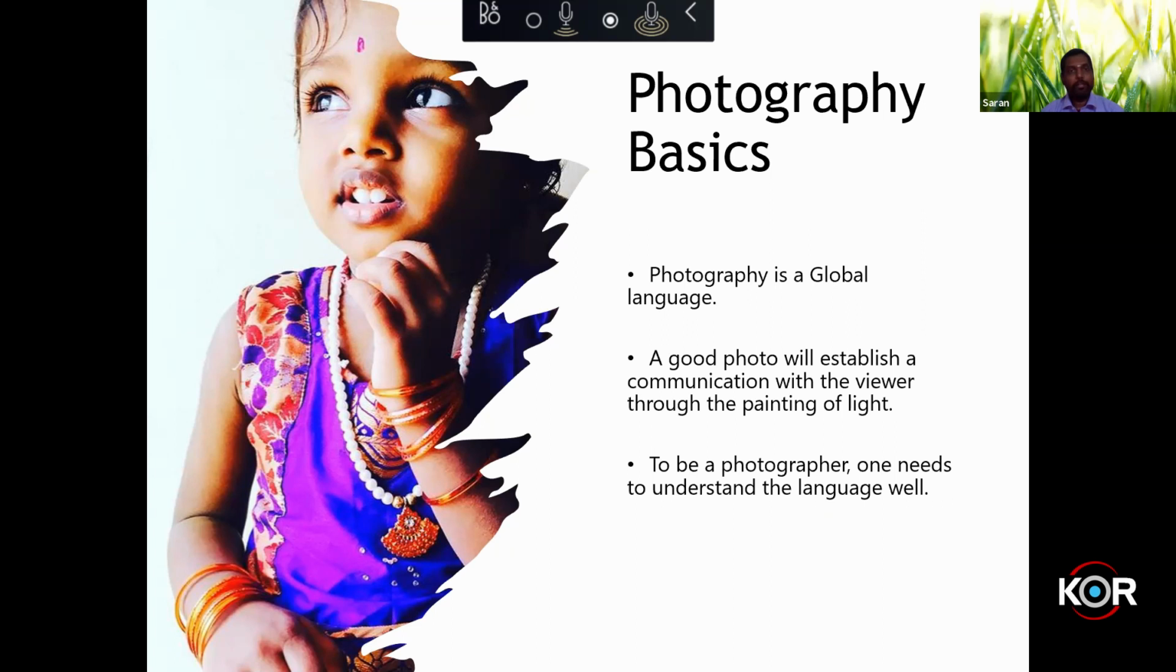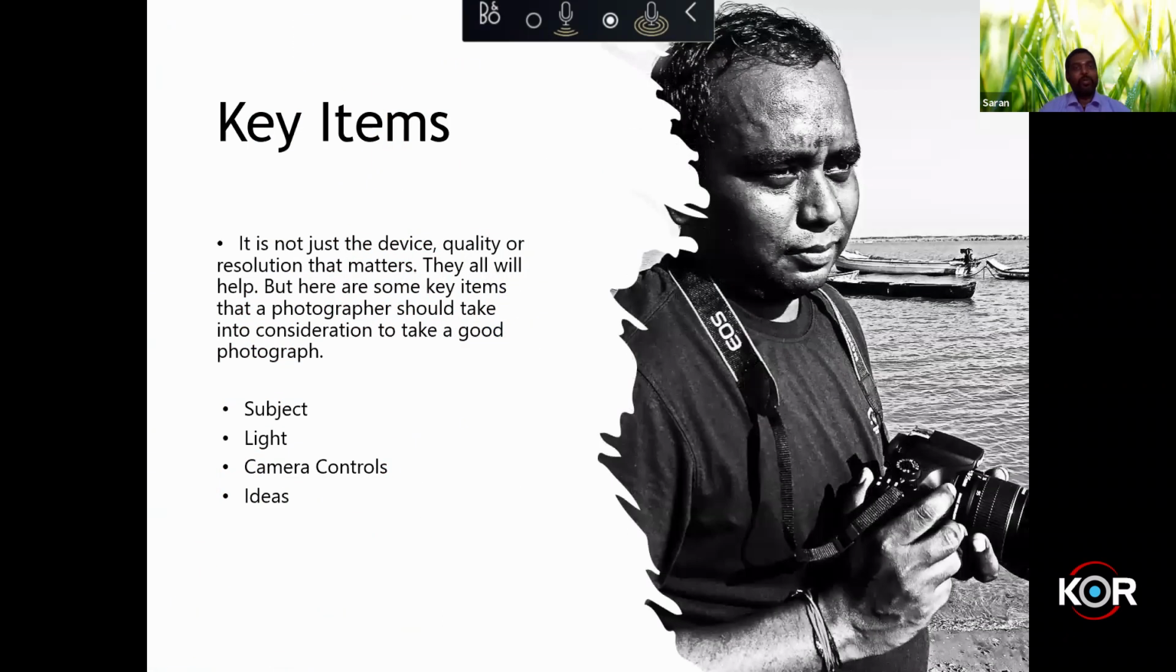A good photo will establish good communication with the viewer through the subject that we are trying to capture. And if you want to be a good photographer, then the photographer needs to understand the language well. So to be a good photographer, we'll have to focus on some key items. First is the subject. A photograph should have at least one subject, otherwise it will make that photo boring for the users to see. So we need to have at least one subject, or we can have multiple subjects.